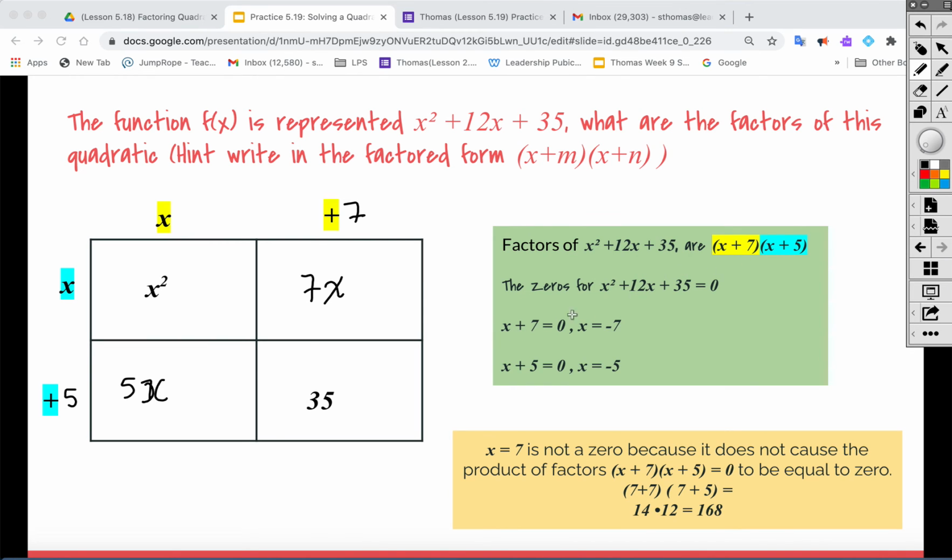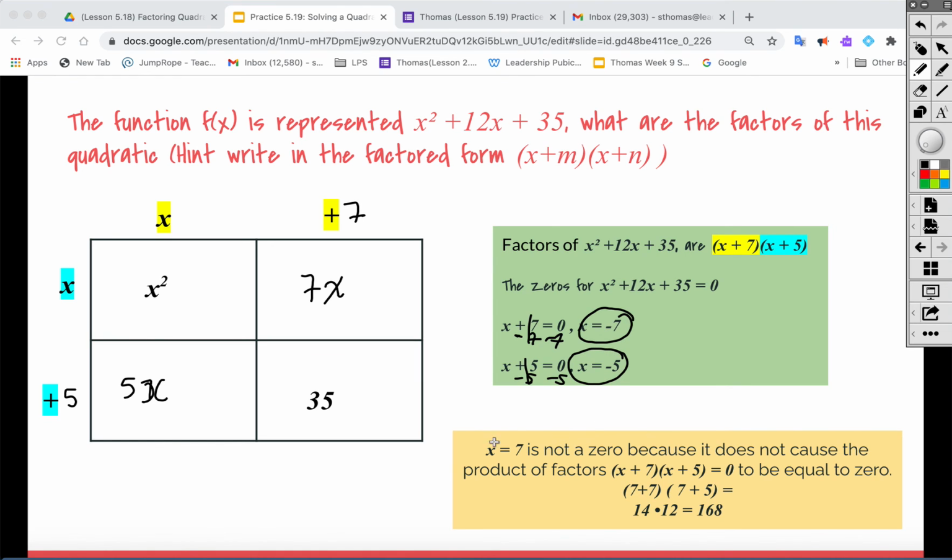So we're going to take that x plus 7 and set it equal to 0. If we're solving for x, we're asking what value of x would make this 0? We can solve by subtracting 7 from both sides. So we can clearly see that x is equal to negative 7, as seen here. And then if we take the other factor, x plus 5 is equal to 0. In order to solve for x, we would subtract 5 from both sides. So we're clearly seeing that x is equal to negative 5.